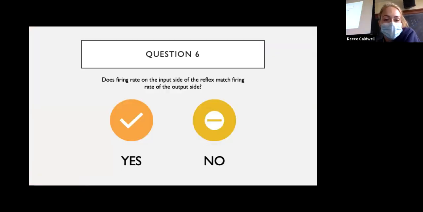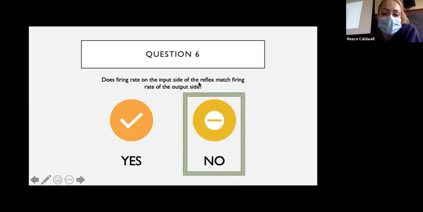Next, and again, this goes with those previous 2: does the firing rate on the input side of the reflex match the firing rate of the output side? That is no, because the input side is an increase in blood pressure, and the output side is going to be a decrease in SNS activity. So we have an increase in the sensory firing, but a decrease in sympathetic nervous system activity.